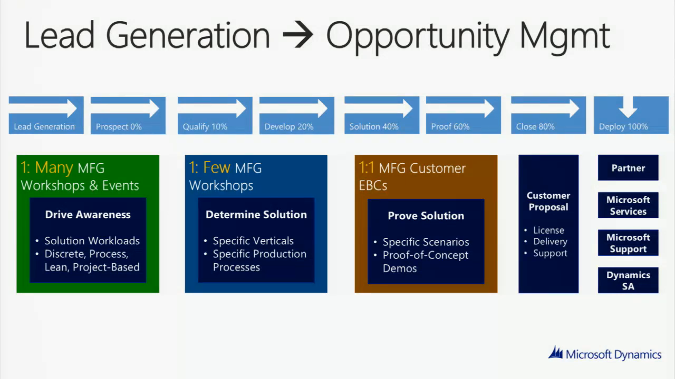Then as we move into the sales cycle, we start getting into one-to-few workshops. I call it one-to-few because it's still early in the sales cycle, and they still haven't made a decision; they're looking at multiple different solution providers. This is where we start talking specifics about their vertical. So if they're in IEM, we'll talk specifically about the pain points and workloads in IEM that we can resolve.